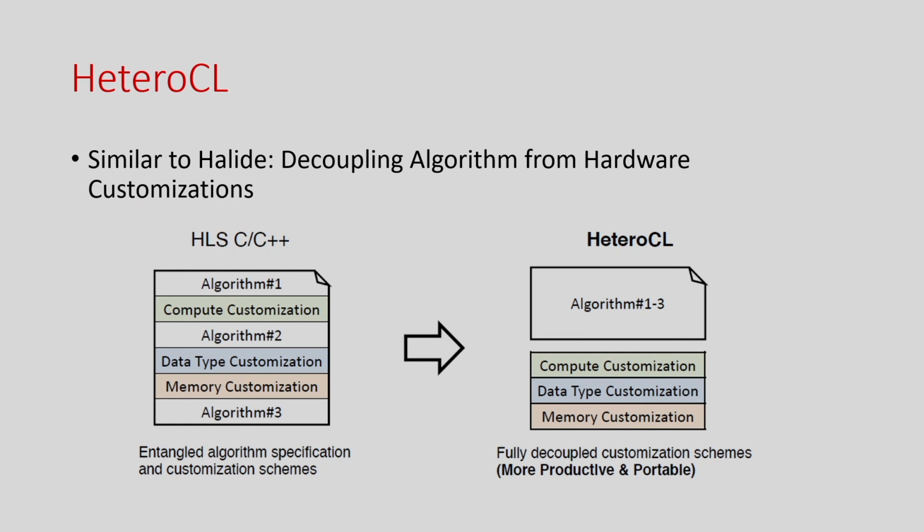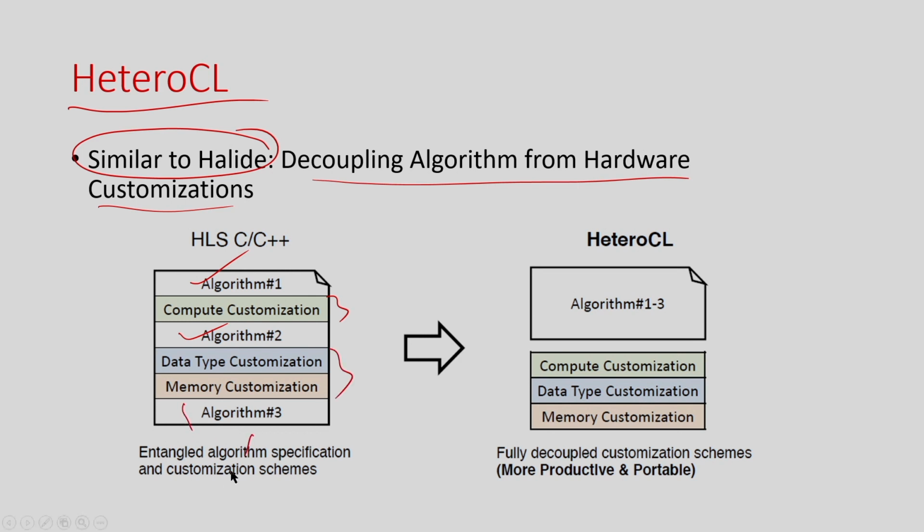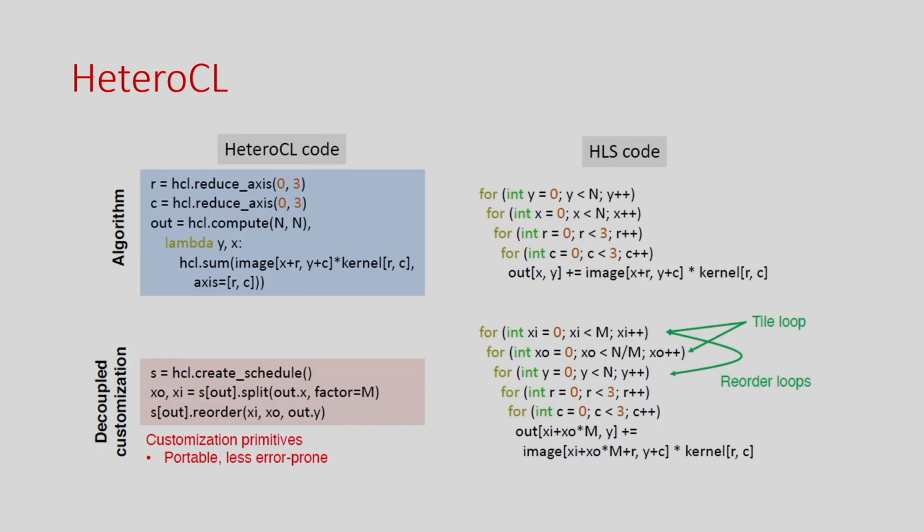So, in Hetero-CL, what I just talked about is basically similar to Halide. It is basically decoupling the algorithm from hardware customizations, right. In the example that I have given here, for algorithm 1 you need this kind of customizations, for algorithm 2 you need this kind, and for algorithm 3 you have something else. So, what you can do is specify the algorithm as a computation, and then specify all the customizations you need together. This is similar to Halide. So, here is an example.